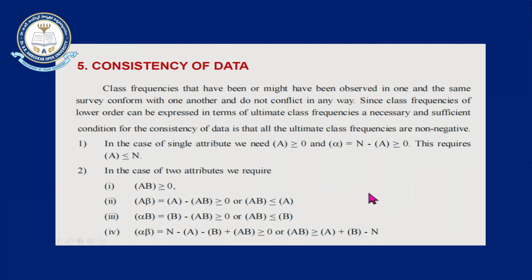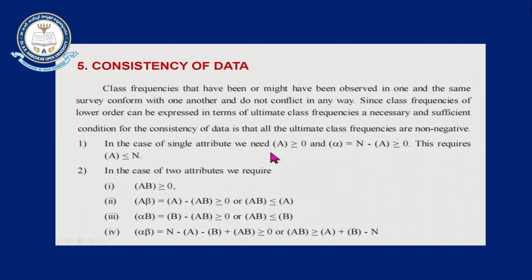Now I will go for the consistency of the data. Class frequencies that might have been observed in one and the same survey should conform to one another, otherwise there is a conflict. Lower order frequencies can be expressed in terms of the ultimate class frequencies. These are necessary and sufficient conditions for consistency that I am checking here.